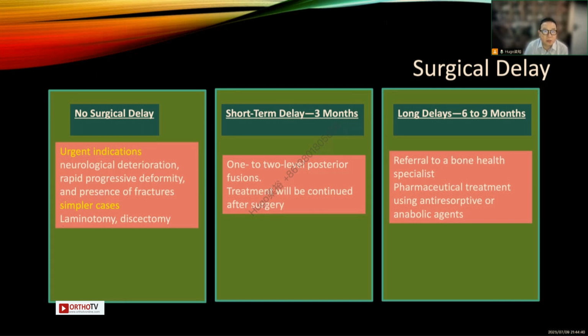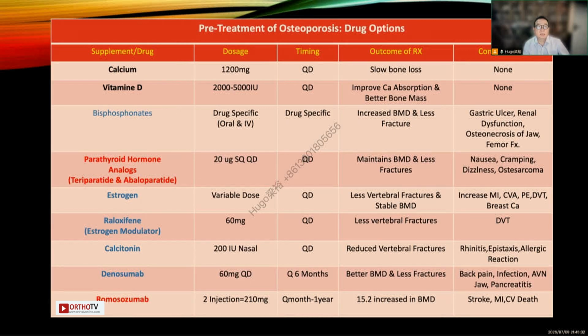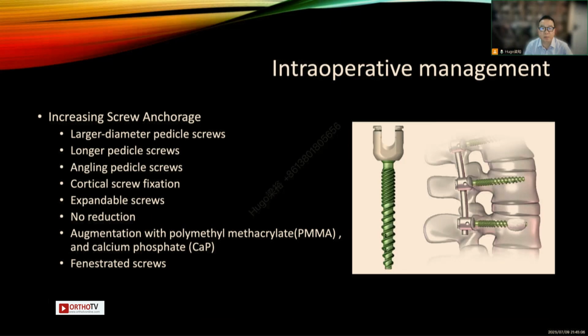For urgent indications or simpler cases, probably you don't need a surgical delay. But for 1 to 2 level posterior fusions, you need a short-term delay of something like 3 months, or a longer delay, 6 to 12 months, for big surgery. So these are the drug options for osteoporosis treatment.